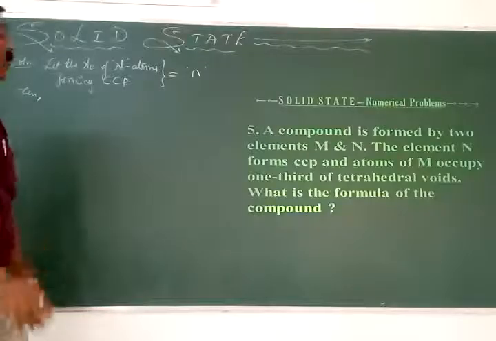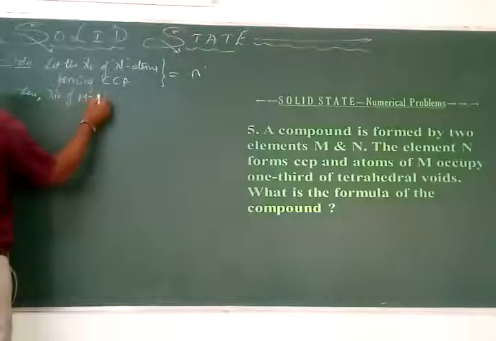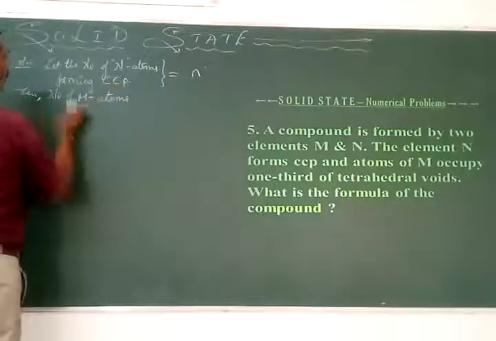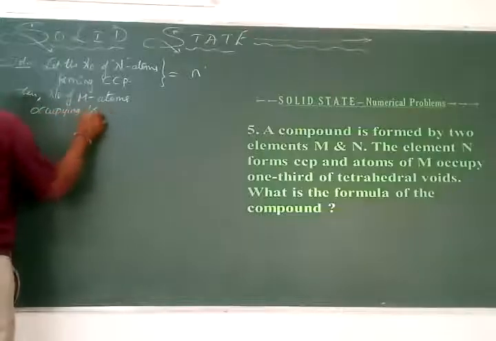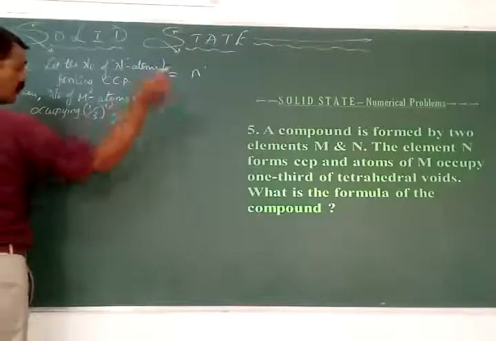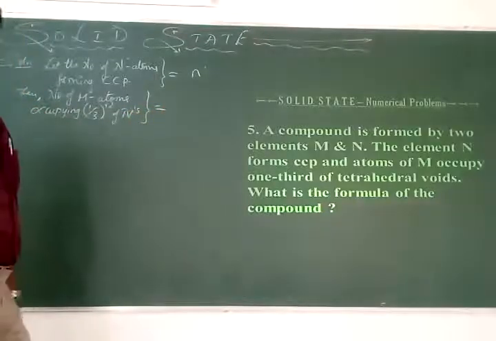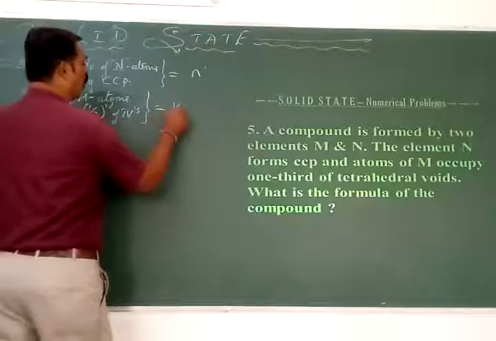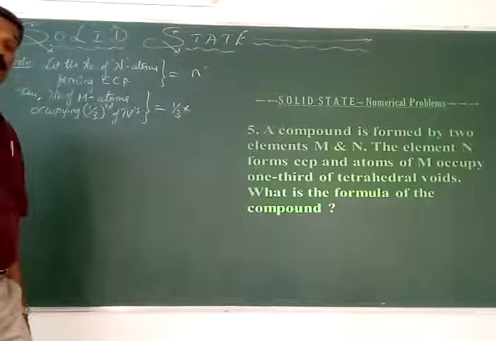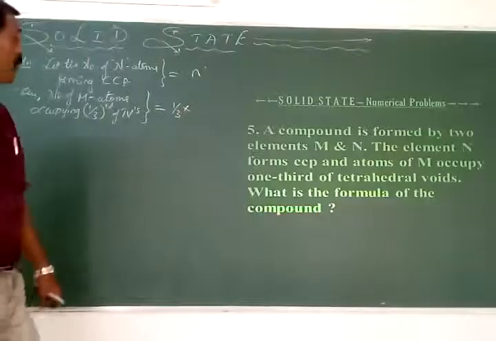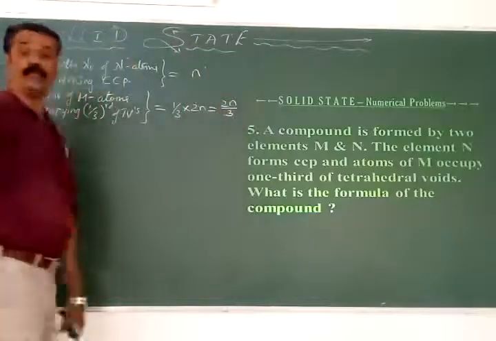It is not a whole of the tetrahedral voids. Then, the number of M atoms occupying 1/3 of the tetrahedral voids. What does that mean? Octahedral voids are the same as the number of atoms, but the tetrahedral voids are double. Therefore, it is 2n. Hence, it is 2n by 3.